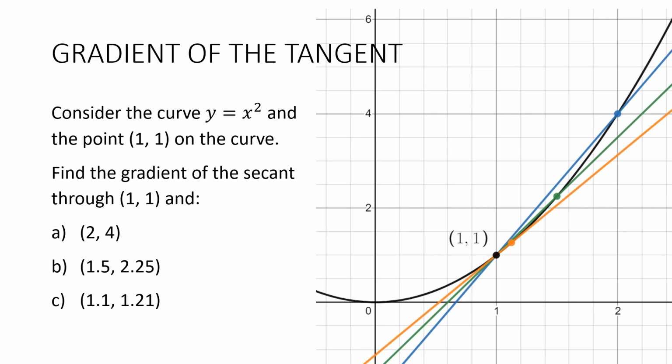Now the question is, what happens to the gradient of that secant as we slide this point down the black curve closer and closer to the point 1, 1? In other words, as the secant becomes a tangent.